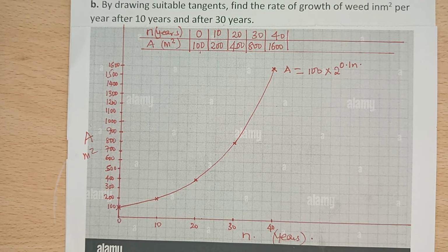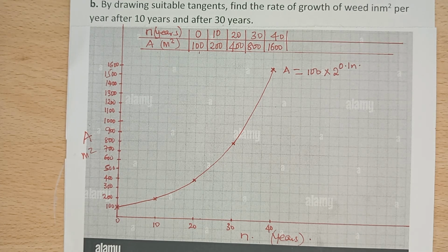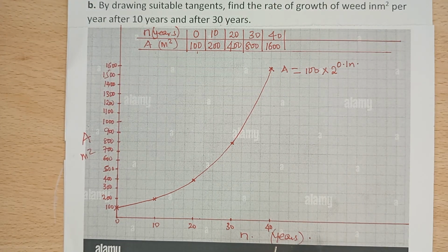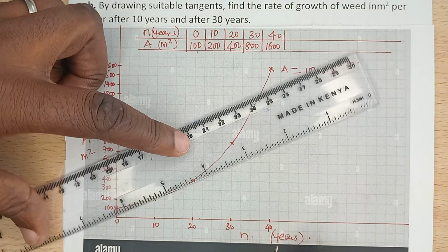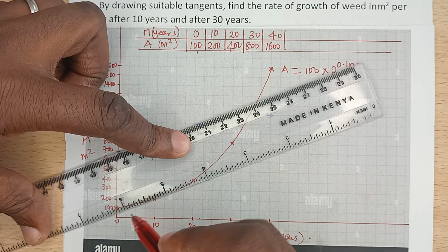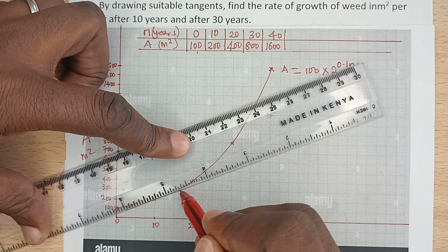Now, answering the question. We have actually drawn our graph. Part B of the question: by drawing suitable tangents, find the rate of growth of weed in meters squared per year after 10 years. So you can already see after 10 years, the tangent is going to be drawn that way. Let us draw this tangent.